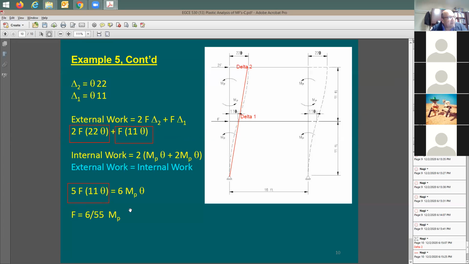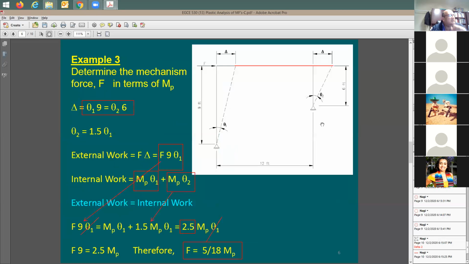55, yes. Quick question, sorry. Why isn't the 11 theta multiplied times 2? Okay, very good question. Are you asking because you have two columns? Because I assumed you were going to multiply it twice, like 2F theta in example 3. How come it wasn't 2F times 11 theta?